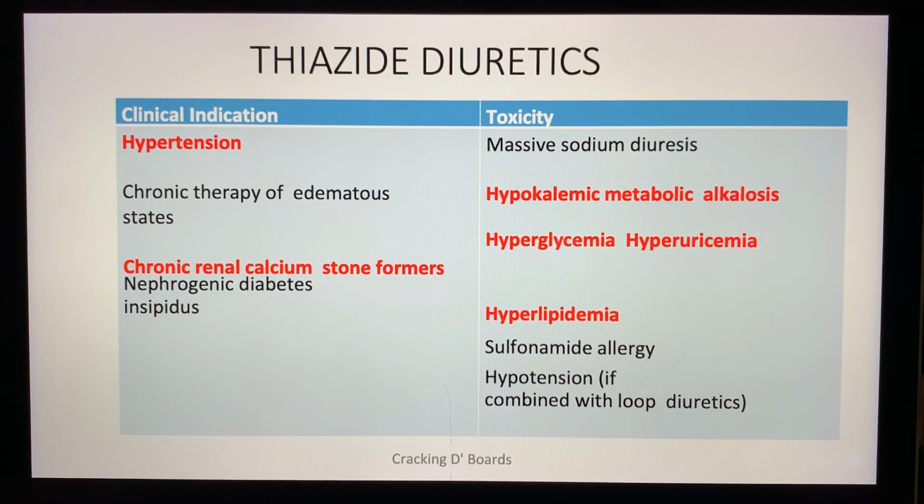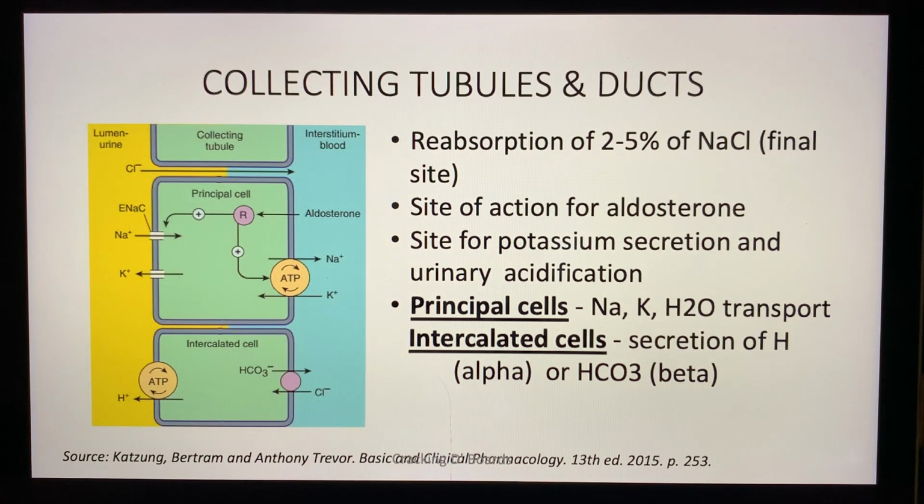There's a drug called lithium. So lithium is usually used to treat bipolar disorder. When a patient is on lithium, you have to be careful because one of the side effects of lithium is actually nephrogenic diabetes insipidus. So ending with the thiazides, memorize the hypokalemic metabolic alkalosis, hyperglycemia, hyperuricemia, and hyperlipidemia. Now, let's proceed to the collecting tubules and the ducts.